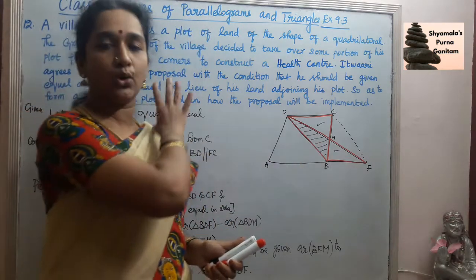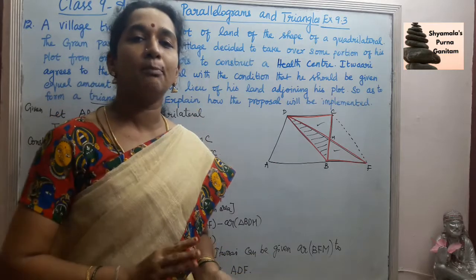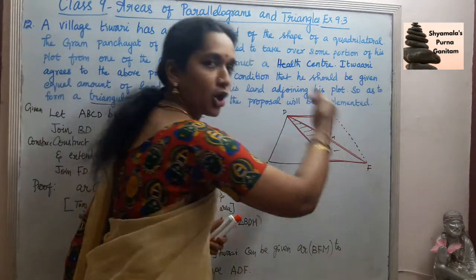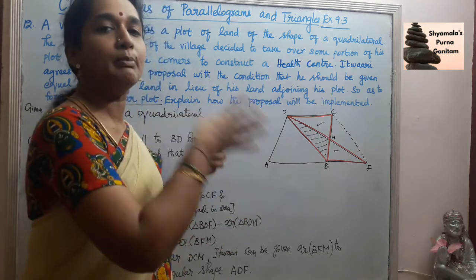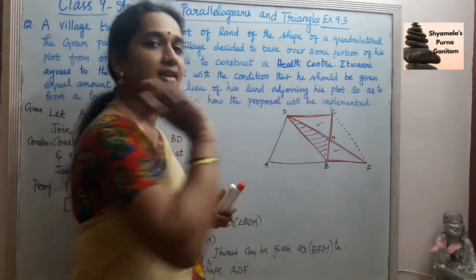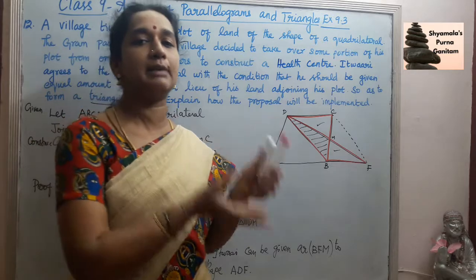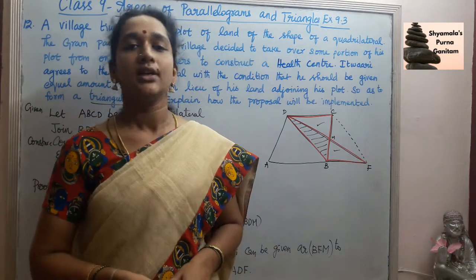Even though it seems to be complicated, it is only one thing: you are drawing a parallel line to make the given figure into a triangle. Very simple, the same simple concept only we are using.